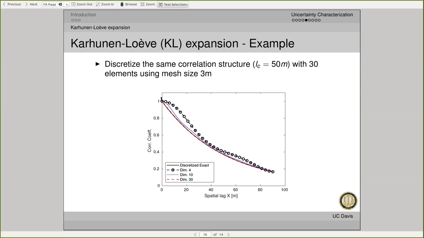But now if you use dimension 4, you will still have some errors compared with the more accurate representation of the correlation. And in this case, you might need to increase your dimension to 30 to fully capture this smooth, more accurate correlation structure.